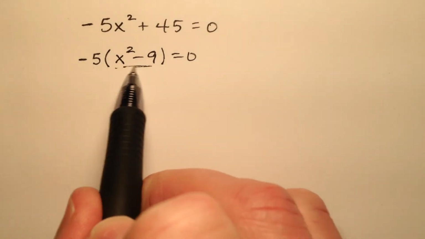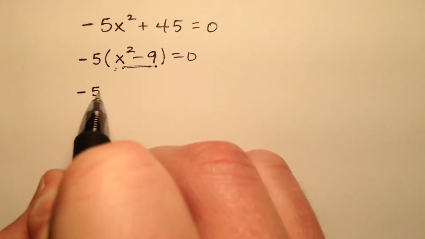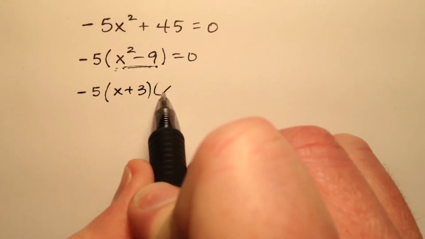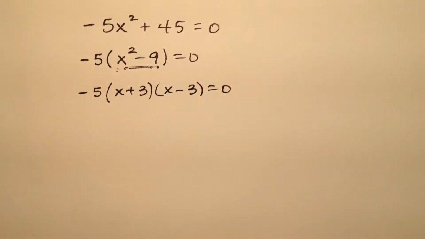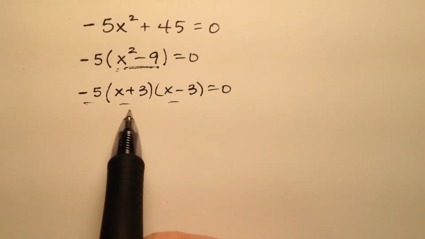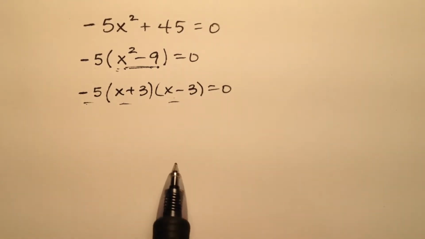So right here, this x squared minus 9 is actually a difference of squares. So I'll leave that -5 out front, and I'll have x plus 3 and x minus 3. So I have three factors here, my -5, my x plus 3, and my x minus 3, and they're all being multiplied together to give me 0.